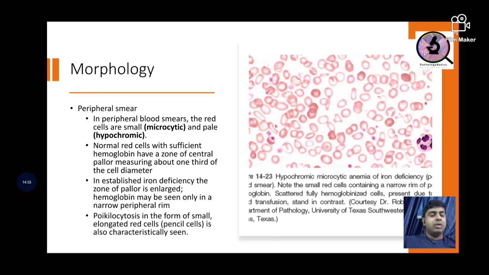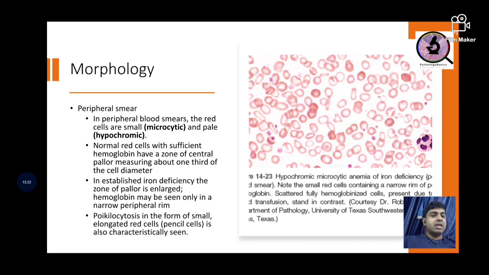If it is of the same size, it is normocytic. If it is lesser, it is microcytic. If it is more, it is macrocytic. So if you can observe, these cells are smaller than that, so these are microcytic. Normally at the center of each RBC there is only 1/3 pallor. This looks normal to me, but this cell has more pallor, therefore it is hypochromic, right?